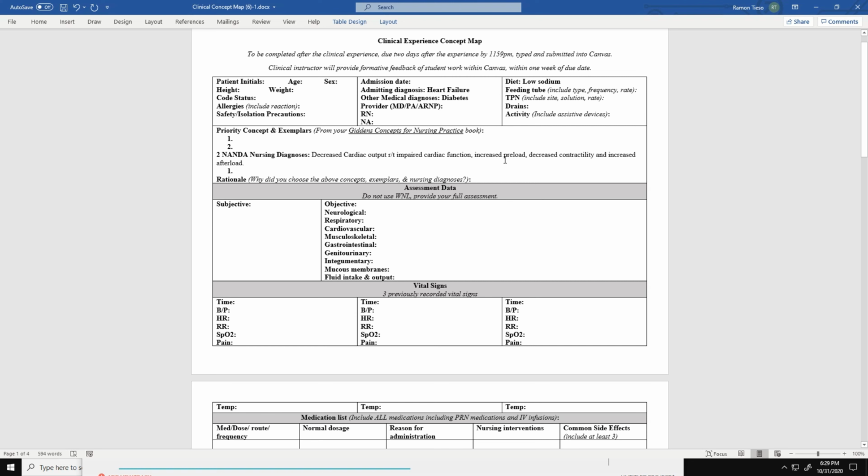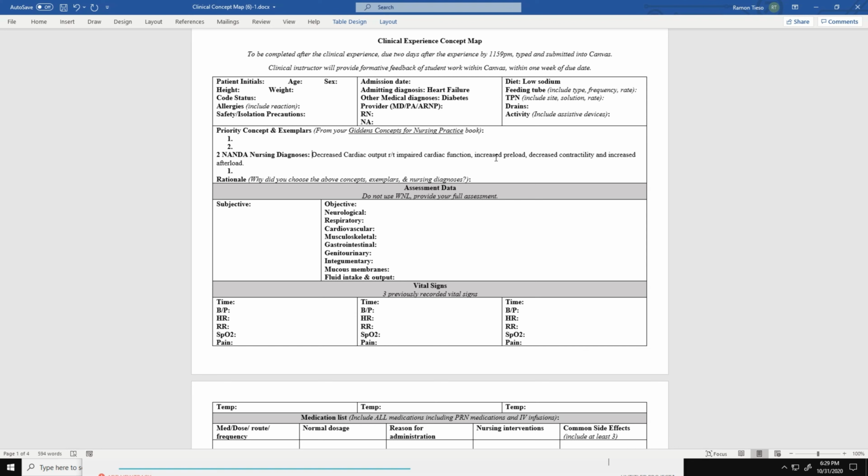Increased preload. It's because you have fluid volume excess. You're not perfusing your kidneys well, so you're not getting rid of urine. Not perfusing your kidneys causes your kidneys to release renin. Release of renin, of course, activates the renin-angiotensin-aldosterone system.